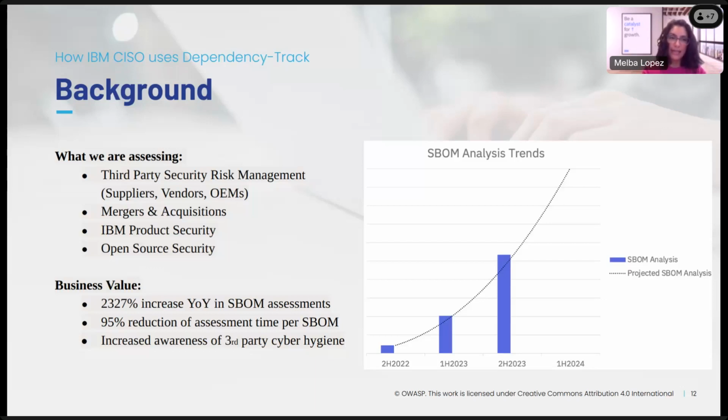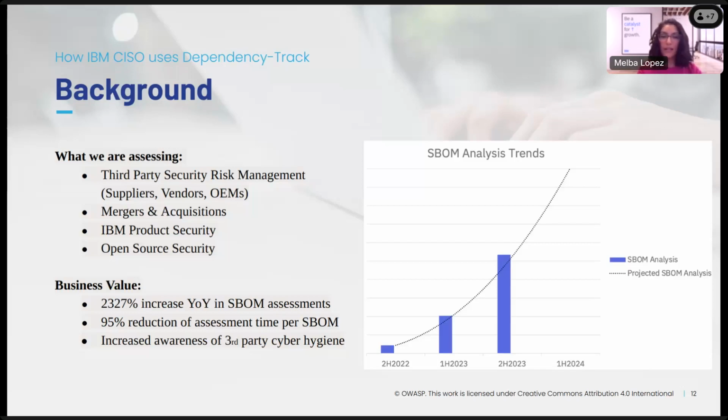And what we're assessing today is anything from third-party security risk management assessments. That means our suppliers, our vendors, our OEMs, right? Anything that we're trying to purchase. Mergers and acquisitions, right? Last year we've done 9 acquisitions at IBM. We actually use SBOMs as an analysis to figure out what are we buying as IBM? What risk are we obtaining by purchasing this product, right? And how much remediation do we have to do before we can sell it?